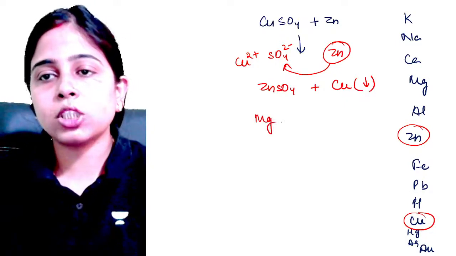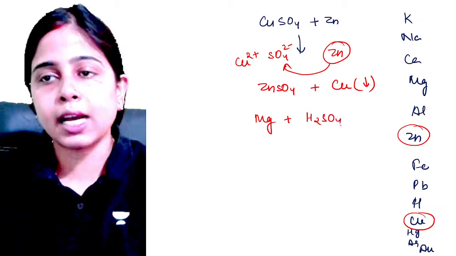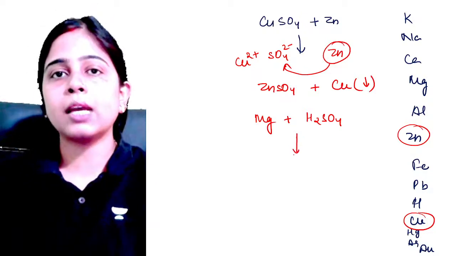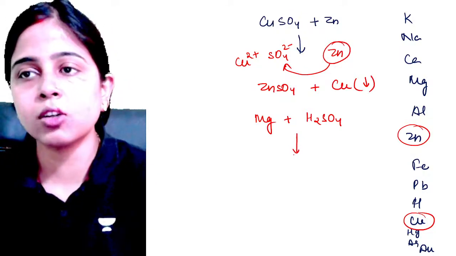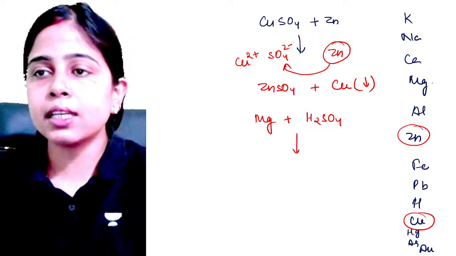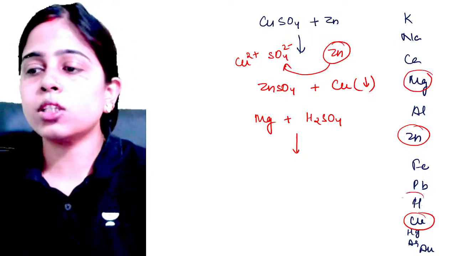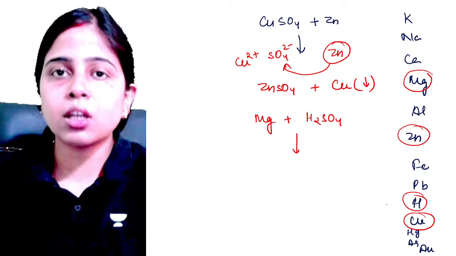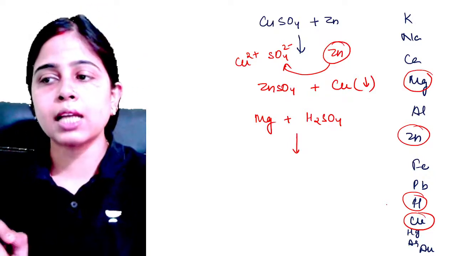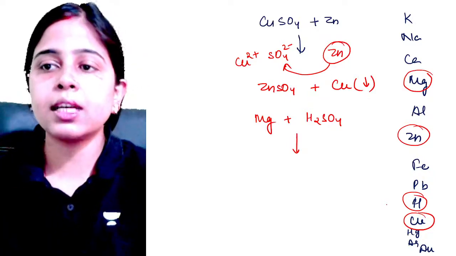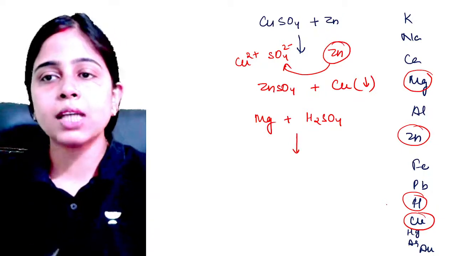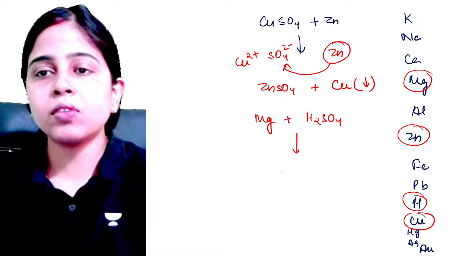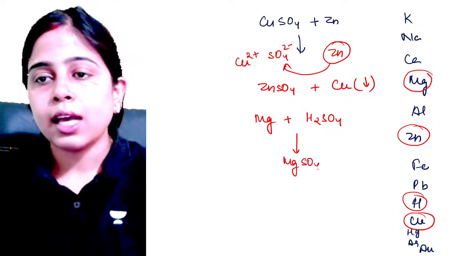If I take magnesium and react it with sulfuric acid, that is hydrogen sulfate solution, tell me fast, will magnesium be able to displace hydrogen from its sulfate solution? So let's see the reactivity series. Magnesium is on the top and hydrogen is on the bottom. Always remember, more reactive elements are present on the top of the series and less reactive elements on the bottom. So magnesium is of course much more reactive than hydrogen. So it will displace hydrogen from its sulfate solution and form magnesium sulfate, and hydrogen gas is produced.